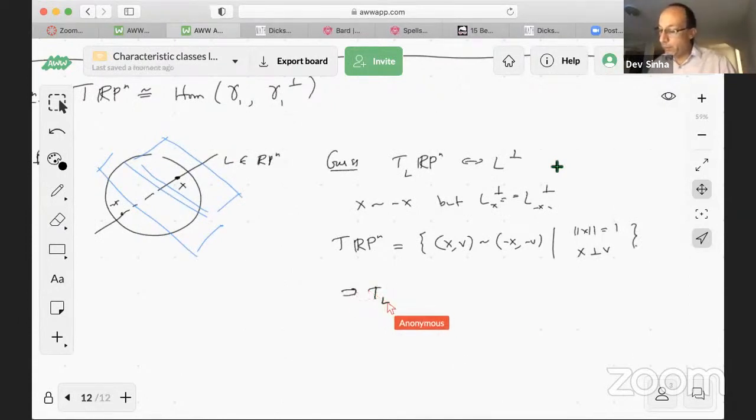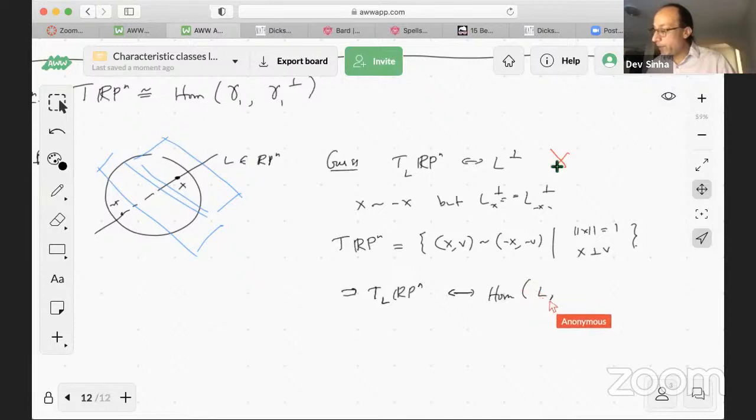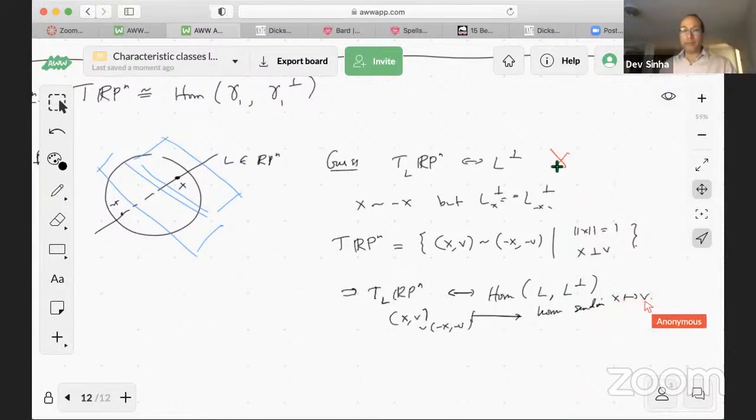So if I think about those identifications, then in terms of a pair, TLRPN can be identified with, so this was wrong, can be identified with Hom from L to L perp by sending xv, which again is the same as minus x minus v, to the homomorphism which sends x to v. Okay.